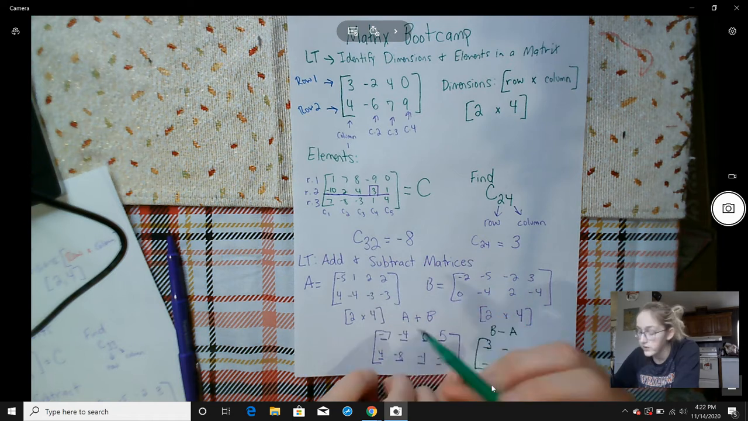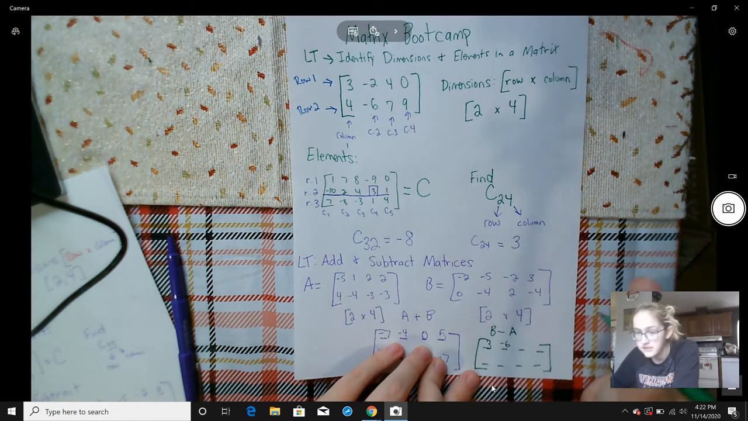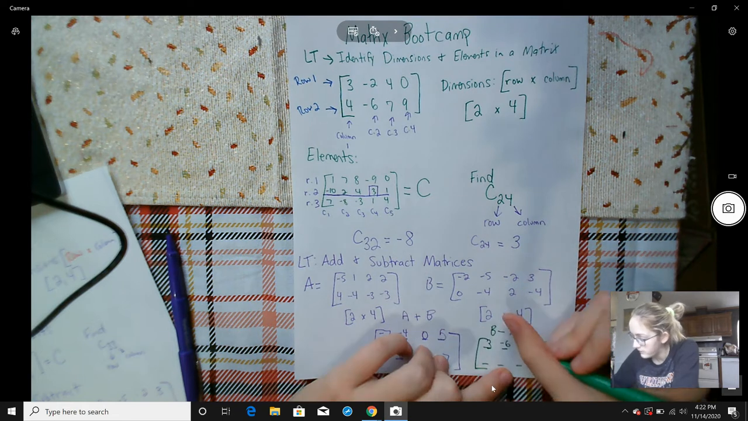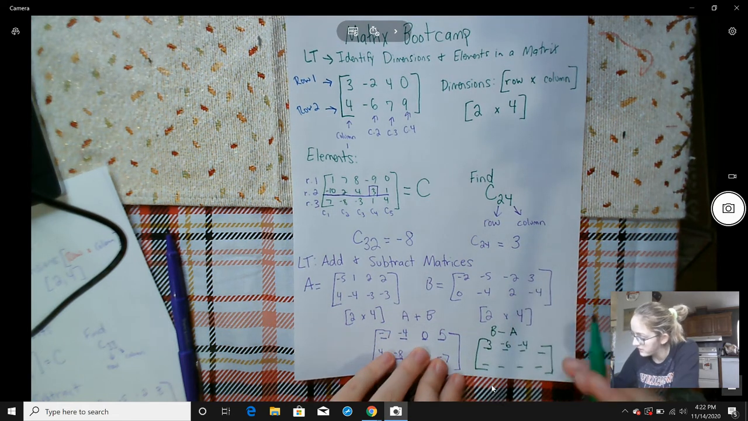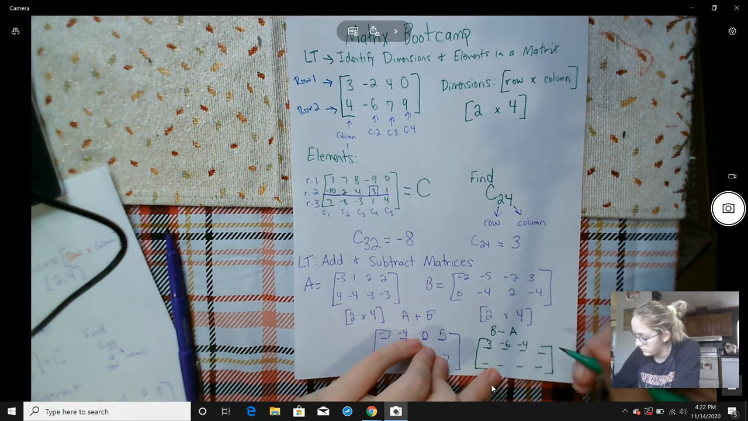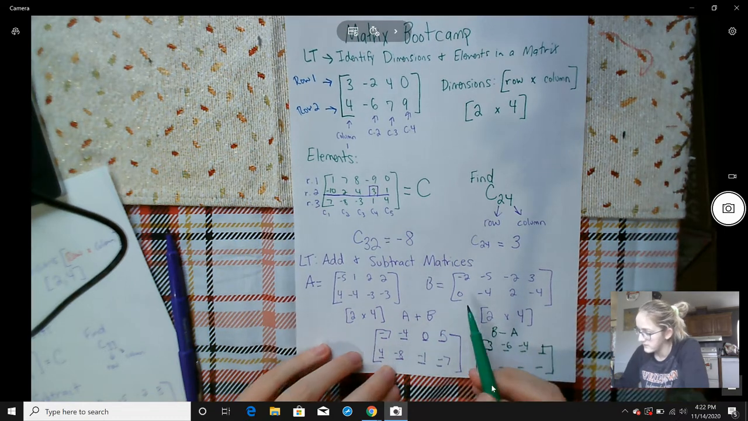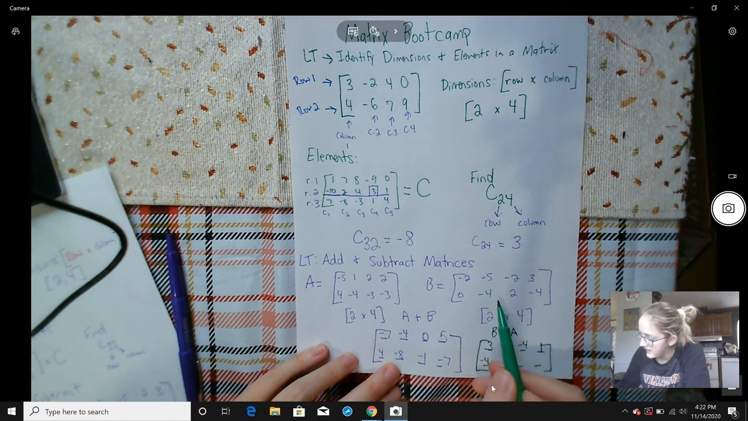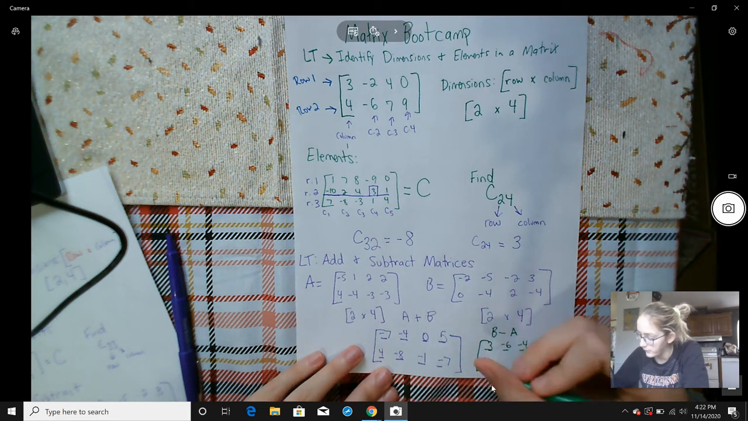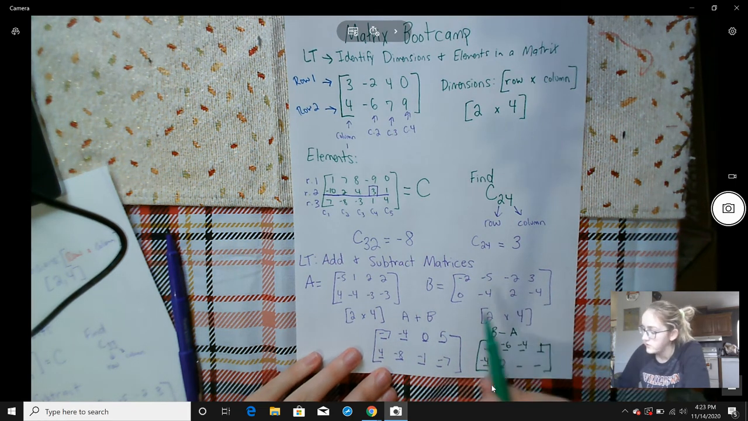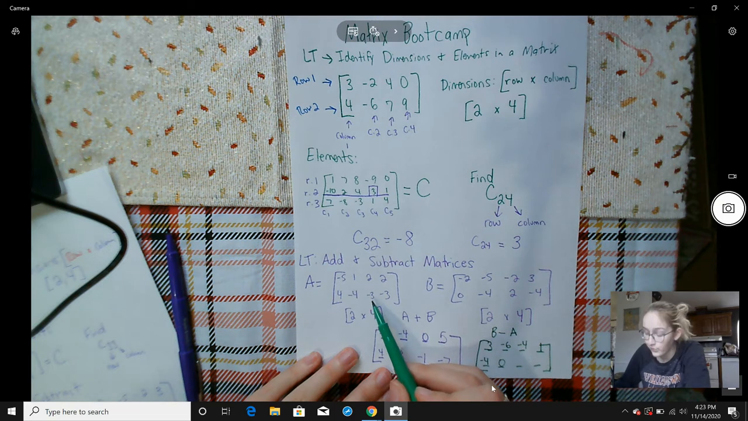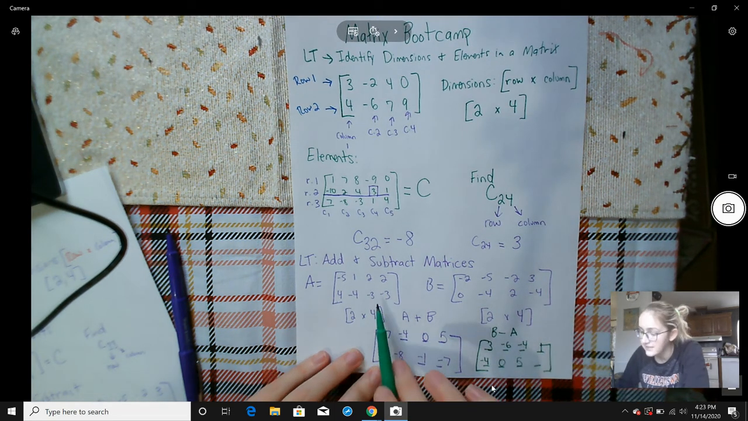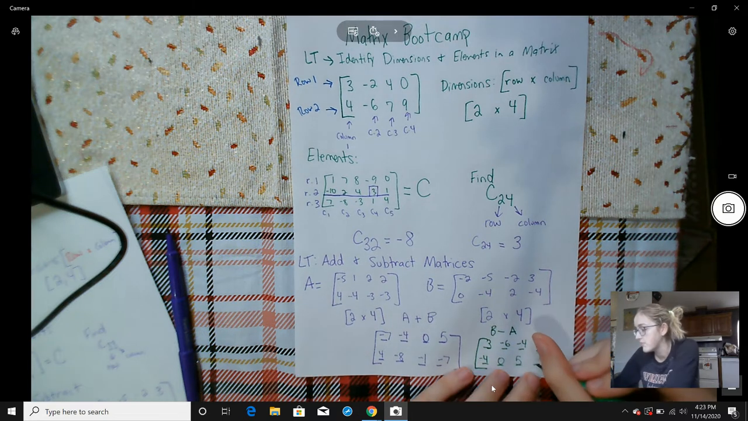-5 minus 1 is going to give me a -6. -2 minus 2 is going to give me a -4. 3 minus 2 is going to give me 1. 0 minus 4 is going to give me -4. -4 minus -4 is going to give me 0. 2 minus -3 is going to give me 5. And -4 minus -3 is going to give me -1.